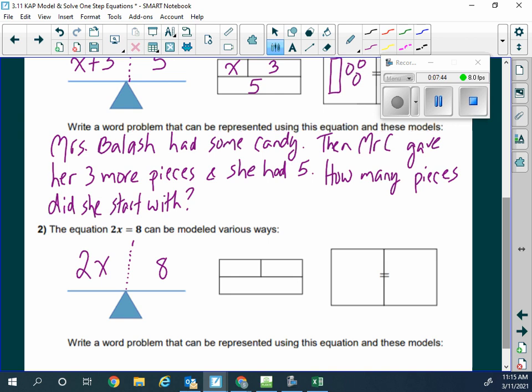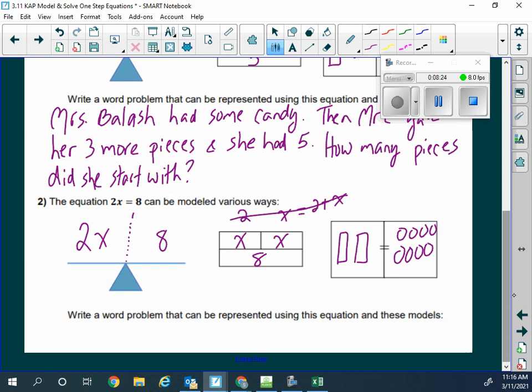All right. On the bar model, what is our whole? 8. What's going to go up here? Guys, if you said 2 and x, that would be 2 plus x. That's not it. It's 2x, which means 2 x's. X and x. And then we have our algebra tiles. So 2x equals 8.